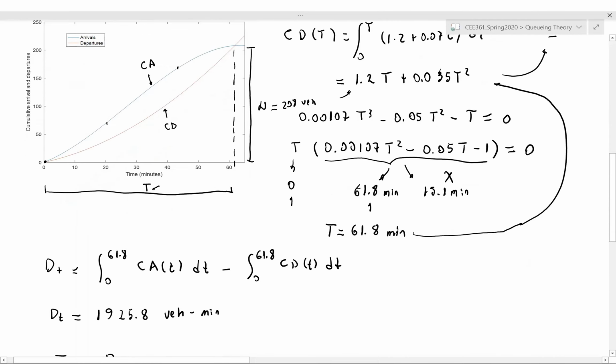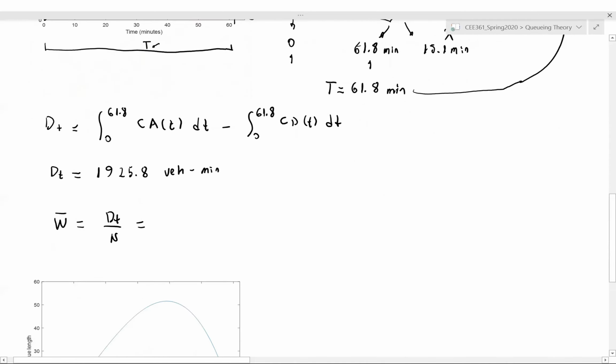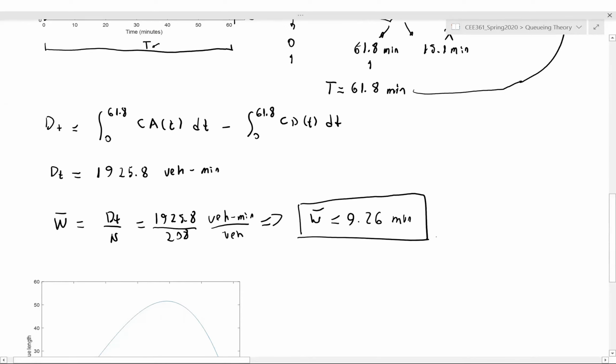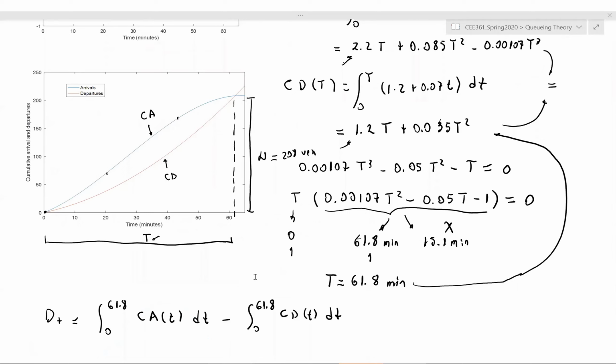And since I ran out of time, let me just finish this here. It would be 1,925.8 divided by 208. So this is vehicle minutes divided by number of vehicles, and you get that the average delay is 9.26 minutes.